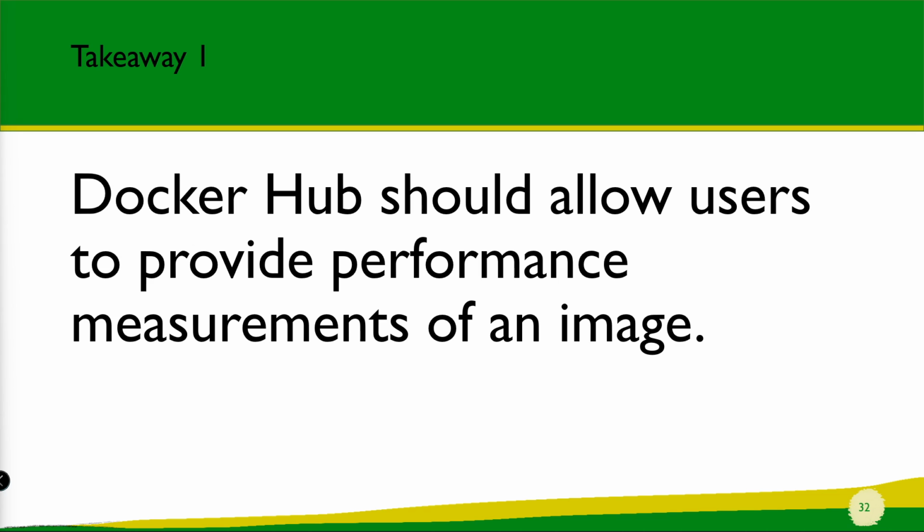During our case study, we observed that none of the official WordPress images mentioned anything about performance or response time. So the users of these images have to either resort to other sources of information or conduct their own performance tests or even simply take a gamble in terms of performance when doing an image upgrade. We believe that Docker Hub should allow users to provide performance measurements of an image. So we recommend that Docker Hub should provide a mechanism for submitting the results of the performance test of the offered images along with the image itself.